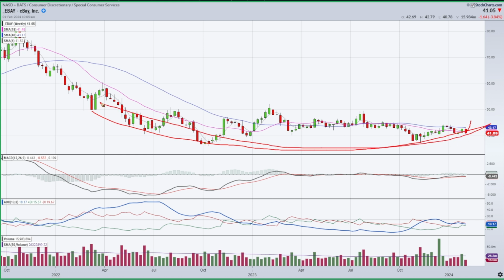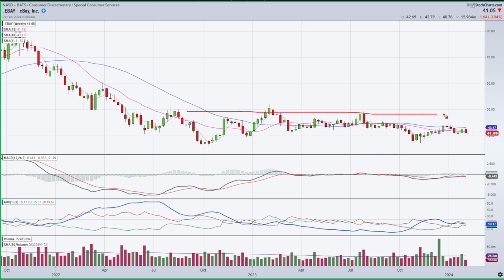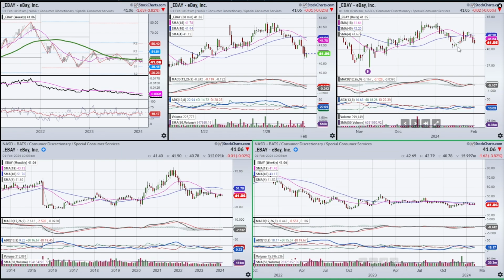This big kind of basing pattern. We've been going sideways for a long time. Definitely something to consider coming up through 43, 44. Maybe keep an eye on the daily for entry.